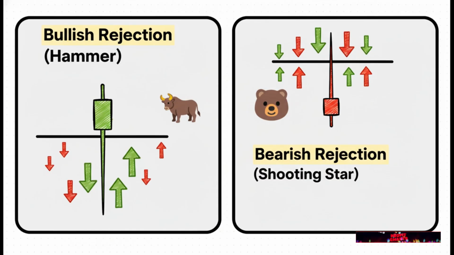Then on the right, you've got the exact opposite, the bearish rejection or shooting star. Here you see a long upper wick at a resistance level. This tells us buyers tried to push things higher, but they just got crushed by sellers. It's like buyer excitement hitting a total brick wall.